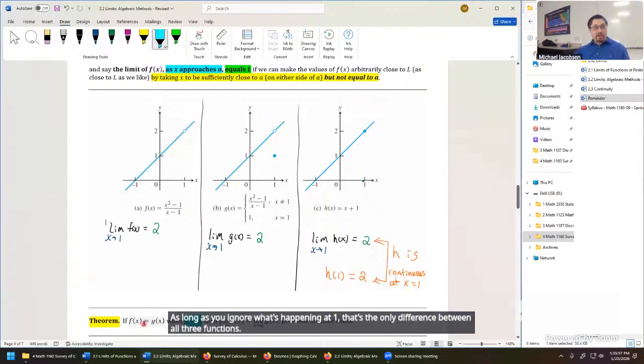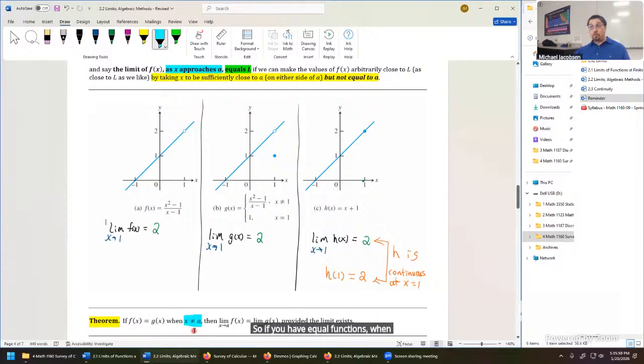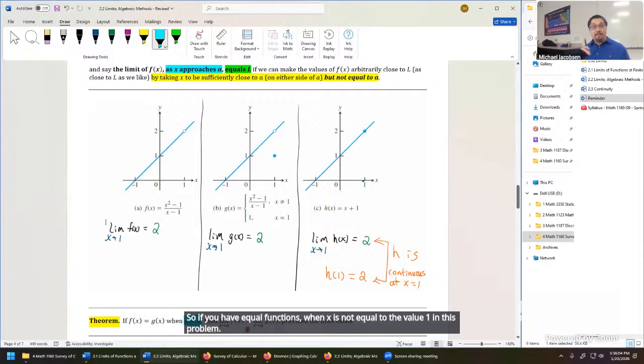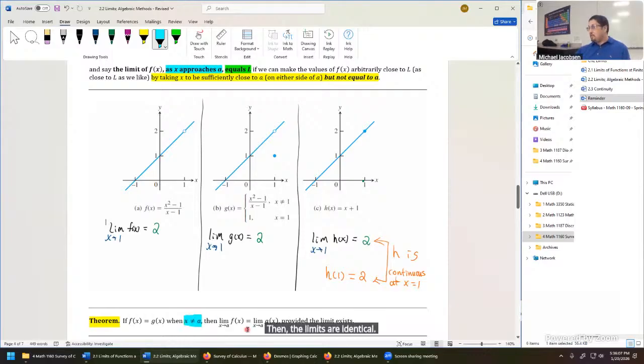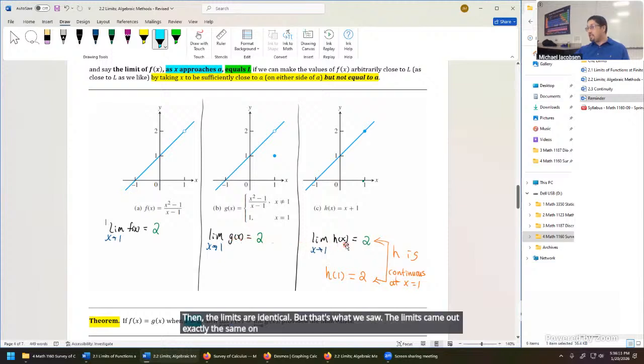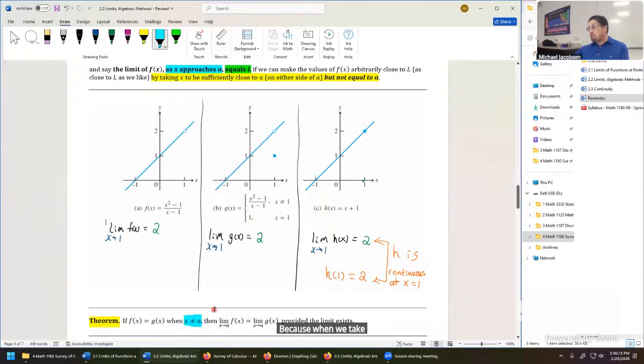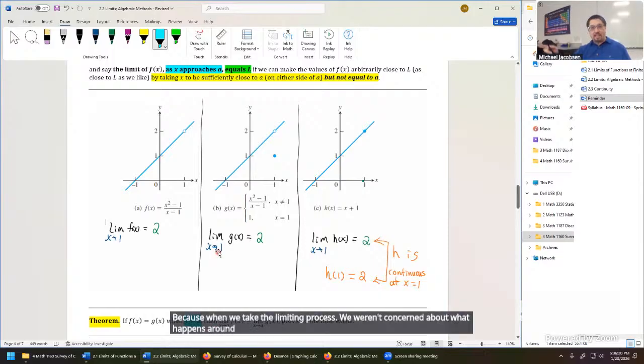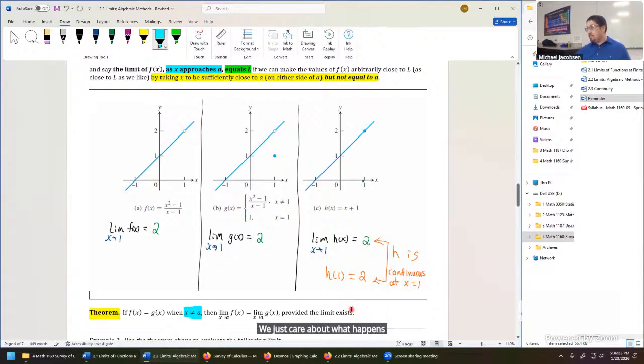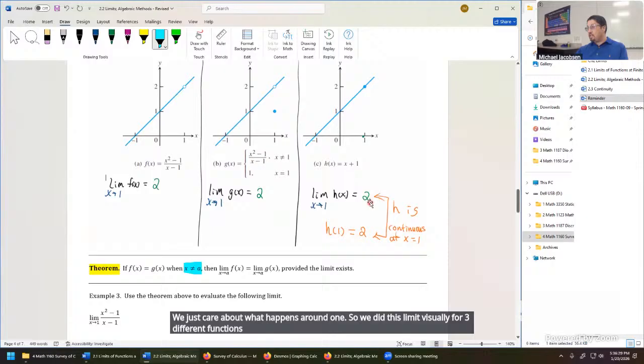So if you have equal functions when x is not equal to the value 1 in this problem, then the limits are identical. That's what we saw. The limits came out exactly the same on every single one of these, because when we take the limiting process, we weren't concerned about what happens at 1. We just care about what happens around 1. So we did this limit visually for 3 different functions. We got the value 2.